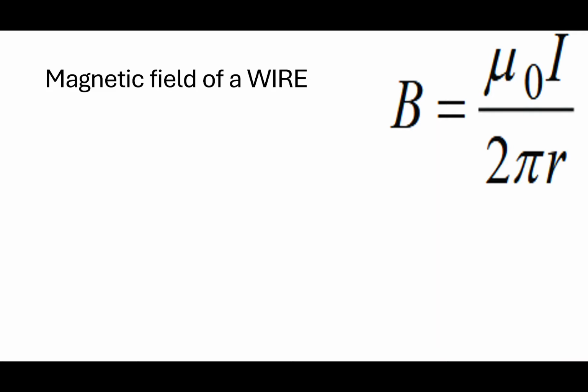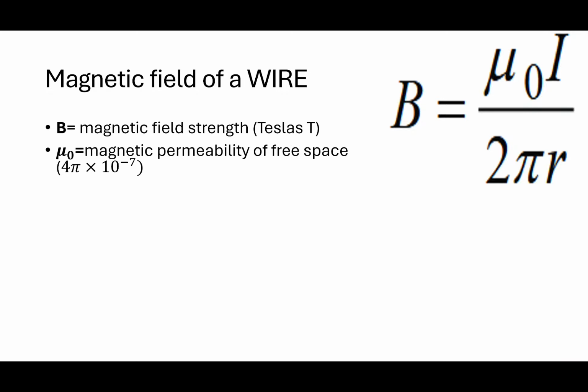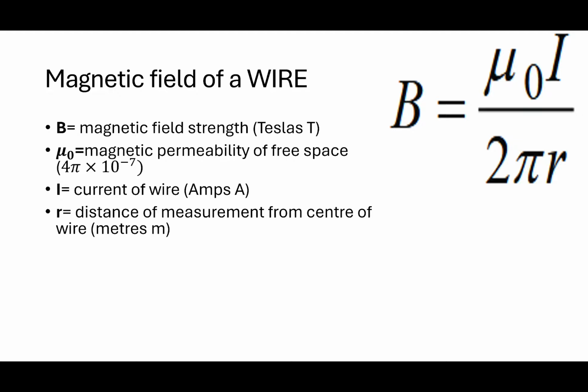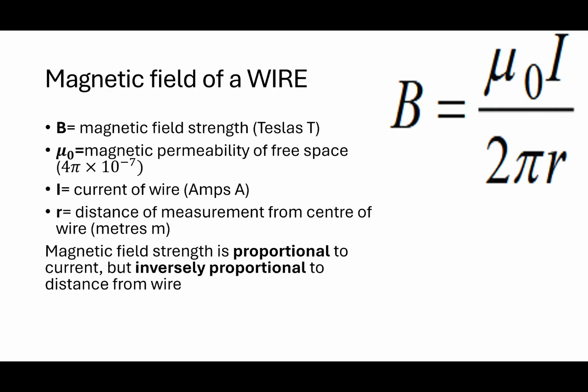Now, the magnetic field of a wire, this is where the right hand grip rule plays into. B is the magnetic field strength, so it's in Tesla, T. The mu naught, the weird looking U, is a constant. I is the current of the wire. R is the distance of measurement from the center of the wire. And 2 pi is 2 pi.